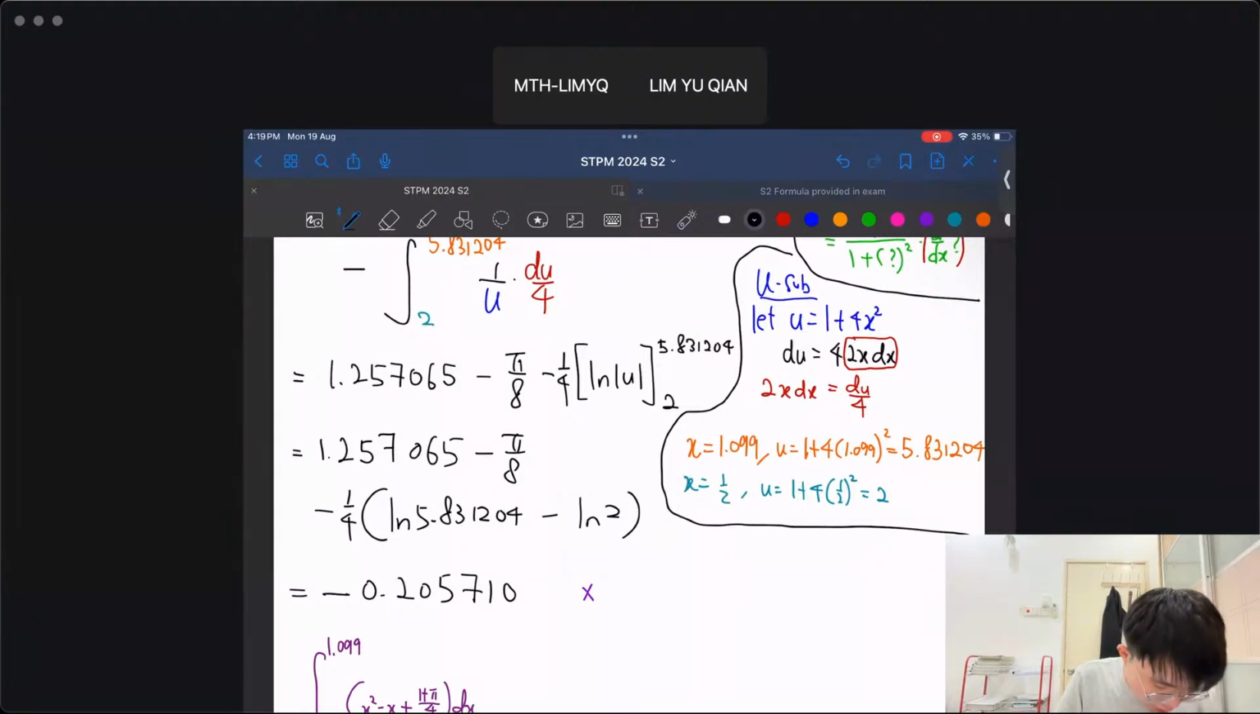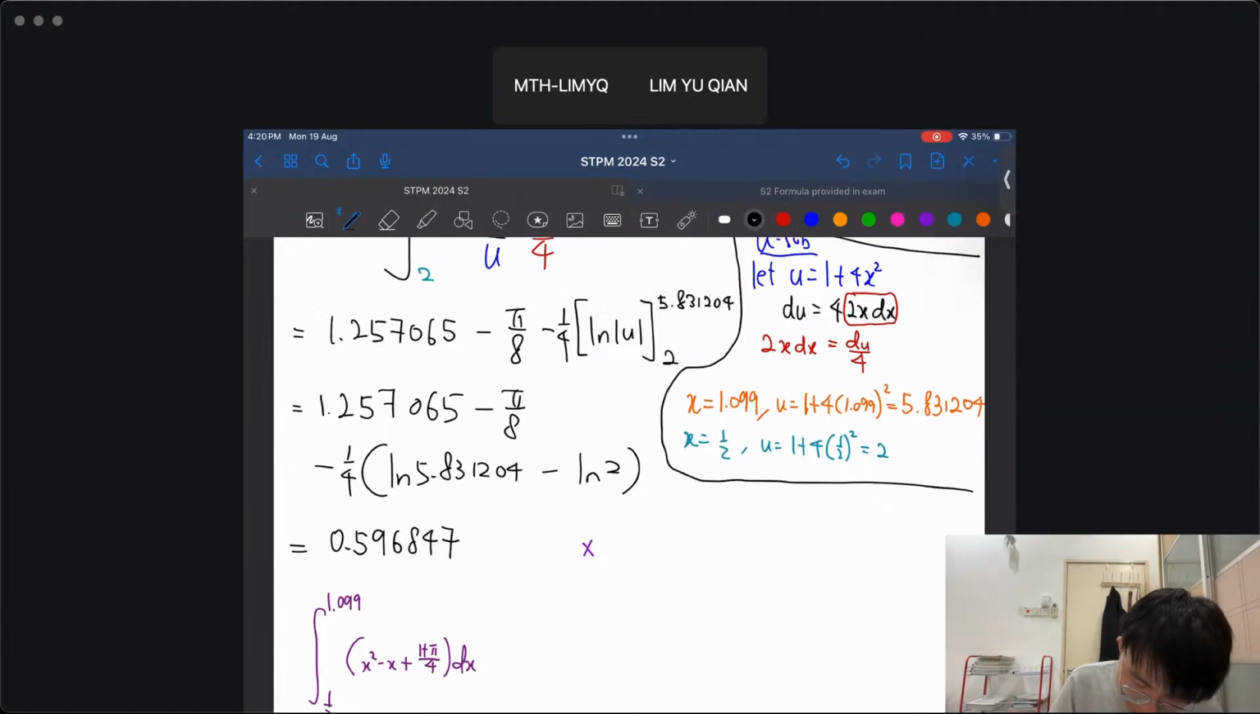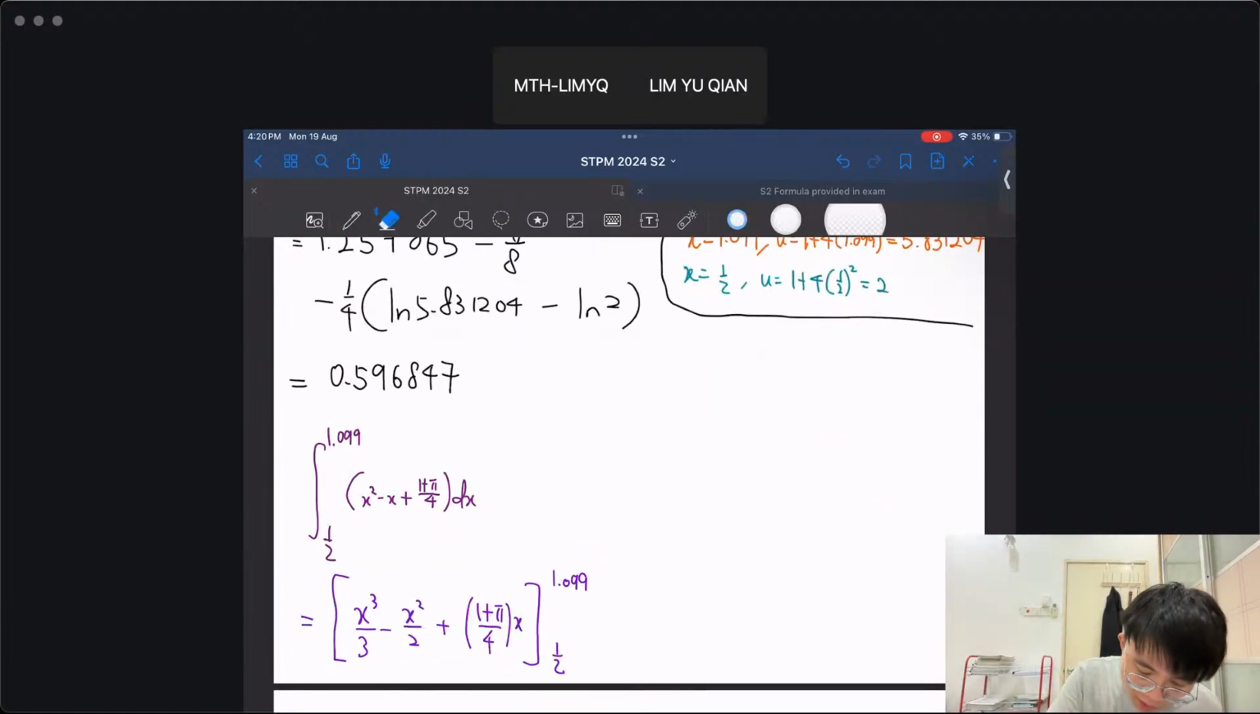1.257065 minus pi over 8, minus 1 over 4 times ln 5.831204 minus ln 2. So this is 0.596847. I think this one most probably is correct.